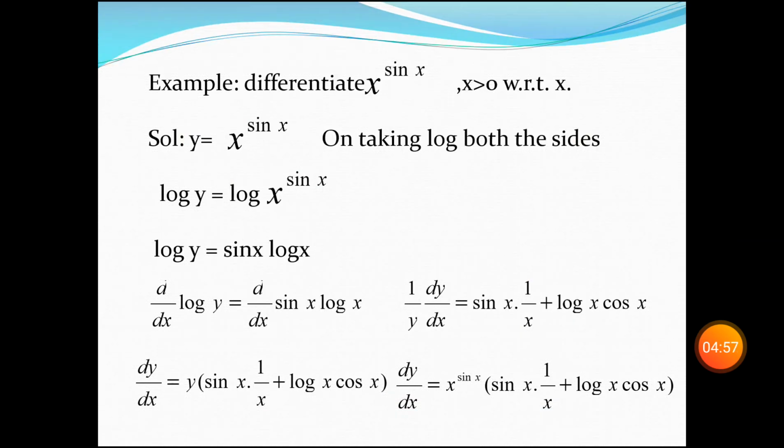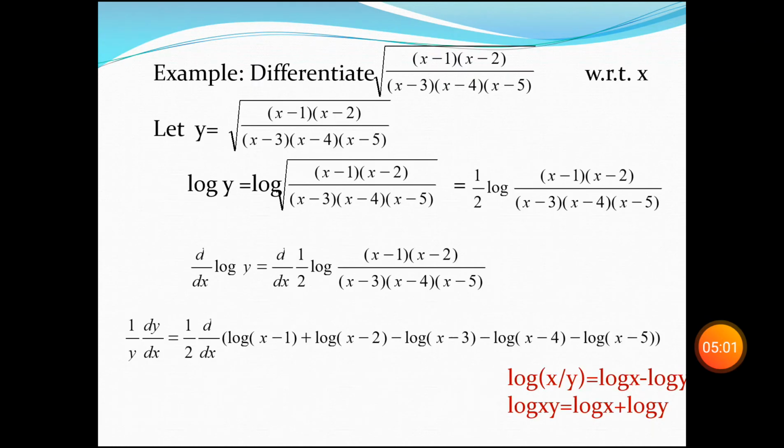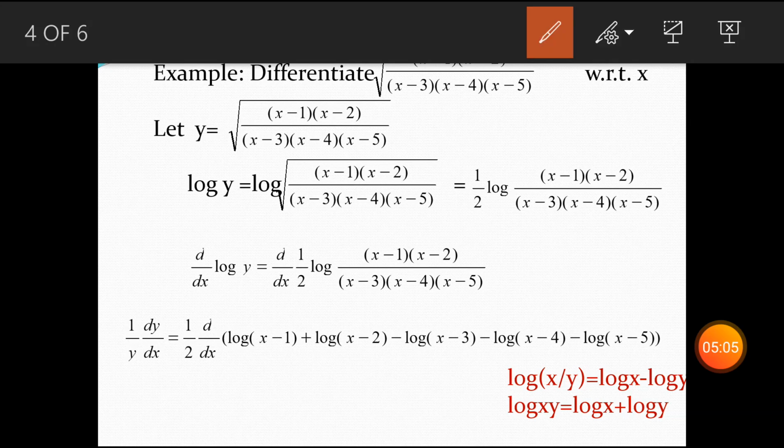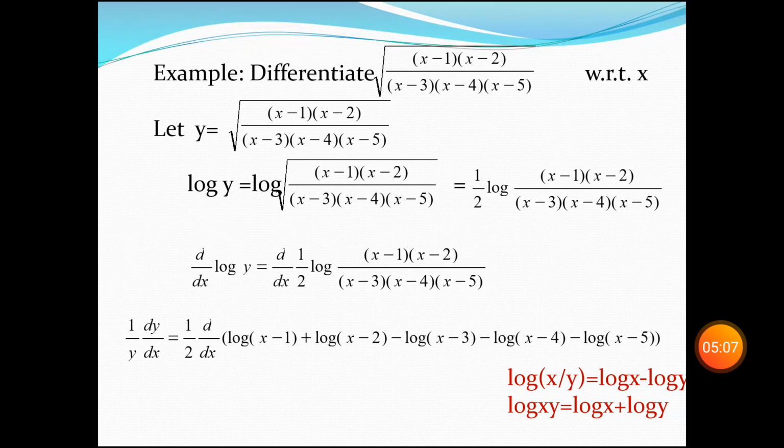Now see, this is another question from your NCERT book. What is that question? First of all, you see the question: differentiate square root of (x minus 1)(x minus 2) upon (x minus 3)(x minus 4)(x minus 5) with respect to x. It seems very difficult if we see the expression of the question. It seems like, how are we going to solve it if we apply any other method?